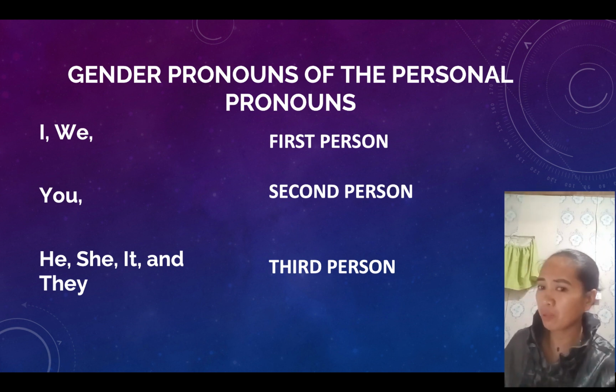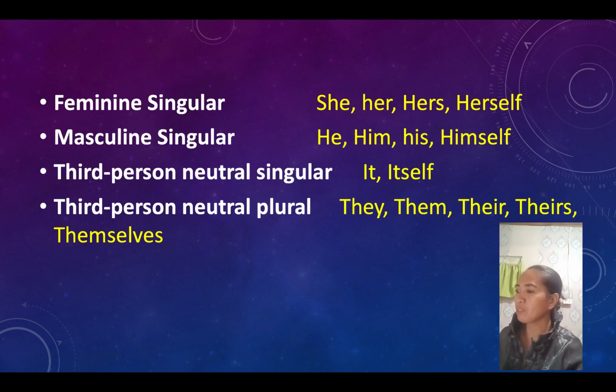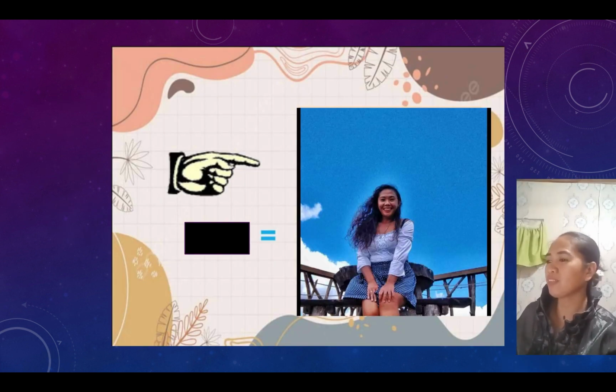The following are the feminine singular, which are she, her, hers, and herself. The masculine singular are he, him, his, and himself. The third person neutral singular is it and itself. And the third person neutral plural are they, them, their, theirs, and themselves. Okay?